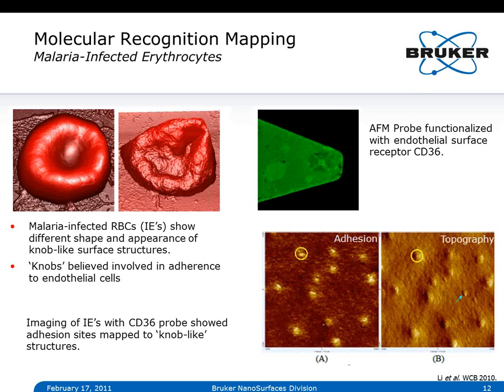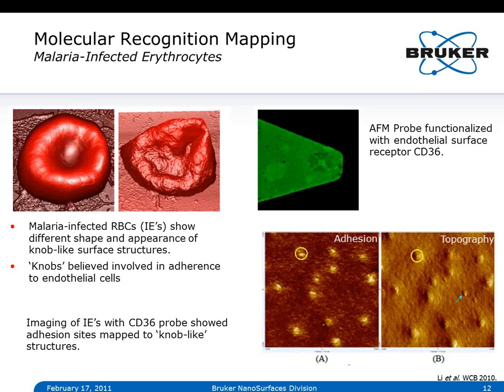So what are we looking at here? On the left side is a topographic image of malaria-infected cells, and on these cells, it's believed that these little knobs, which you might see on the right in the red images on the top, are involved in the adherence to endothelial cells, and they prevent the cells from going into the spleen, which would then actually help issue a kill order for these cells. Because these cells never arrive there, they can't be killed that easily.